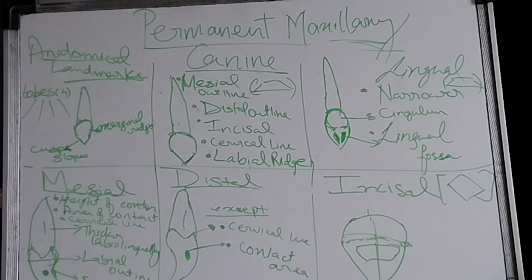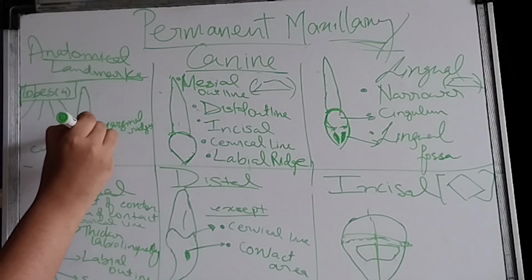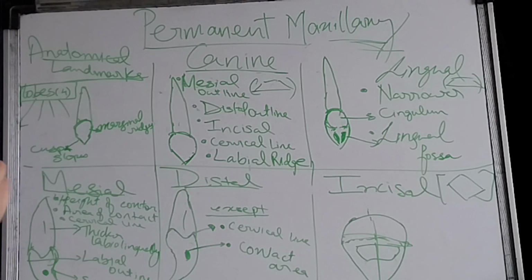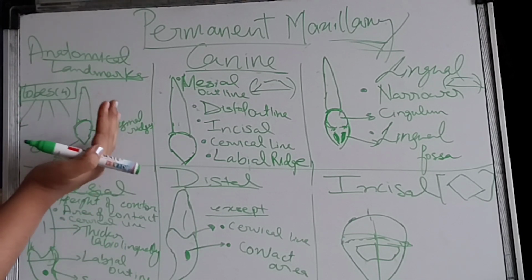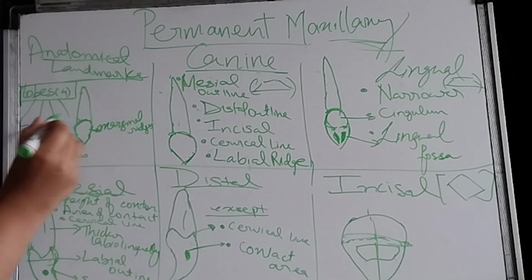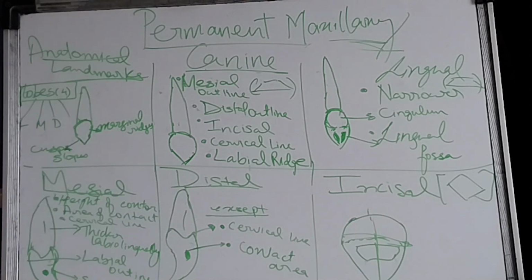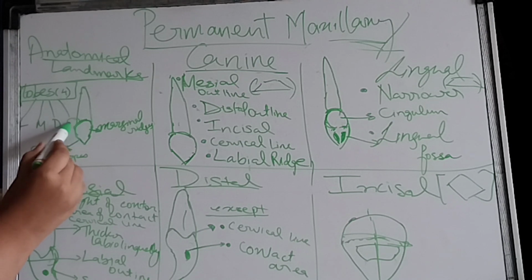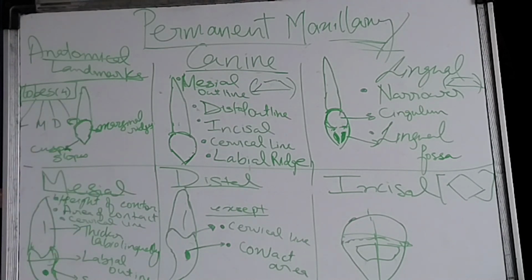Alright guys, so let's begin with this. First, let's discuss the anatomical landmarks of the canines. Basically, these canines have four lobes. First is the labial lobe, which is in the front. Then there are the mesial and the distal lobes at the sides. And then there's a lingual lobe, which is called the cingulum, behind. So these are the four lobes.